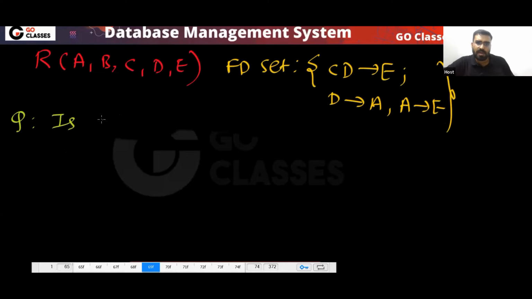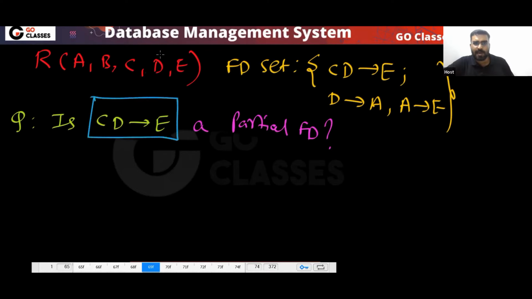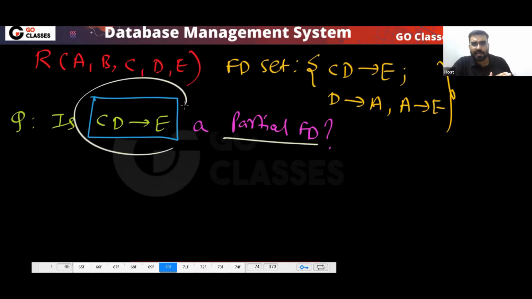First question, is CD determines E a partial dependency? Is this partial? What is the definition? When will it be partial? Just tell me. It will be partial when C can determine E or D can determine E.